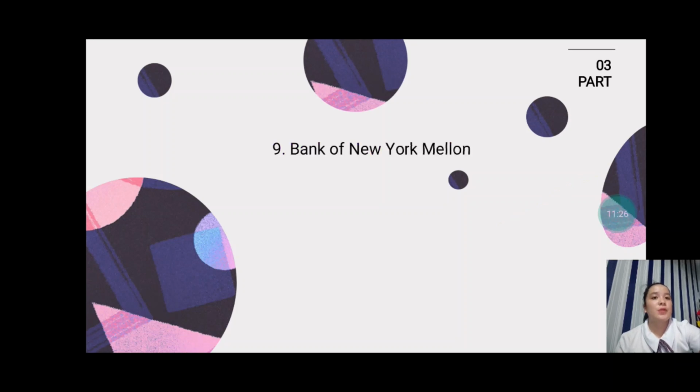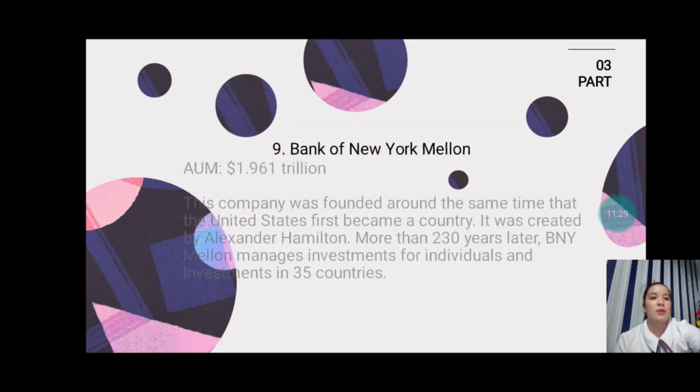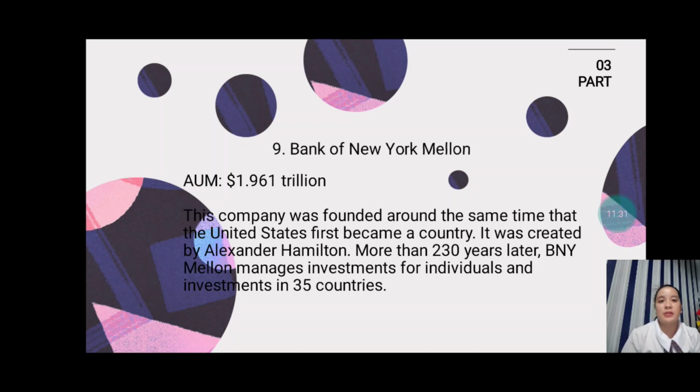Next, we move to number 9, Bank of New York Mellon. It has $1.961 trillion. This company was founded around the same time that the United States first became a country. It was created by Alexander Hamilton. More than 230 years later, BNY Mellon manages investments for individuals and institutions in 35 countries.